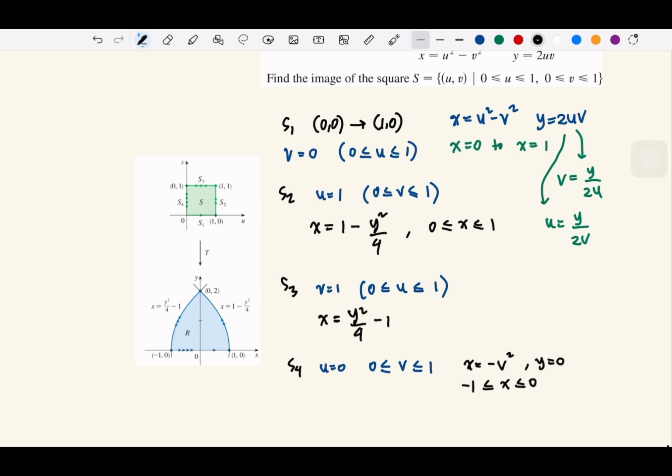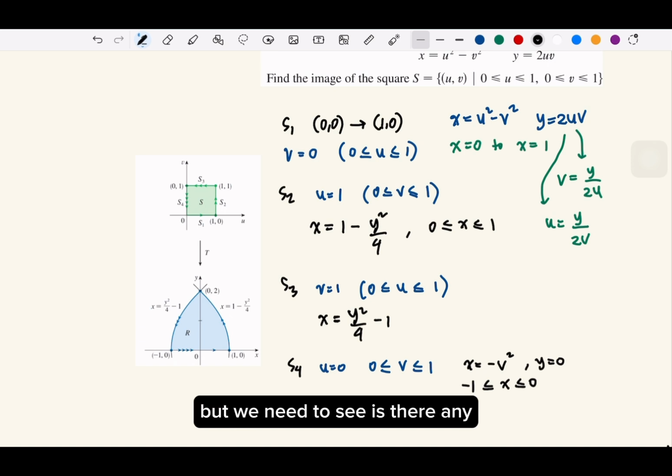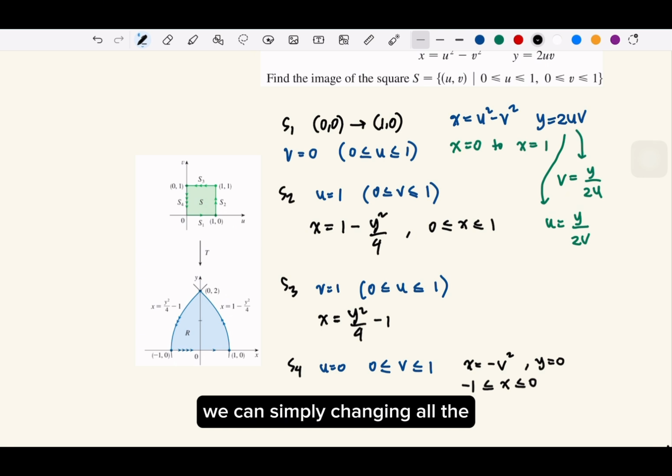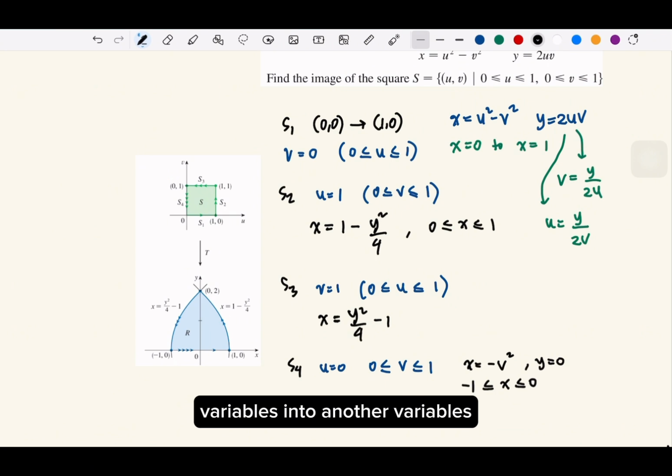Okay? Now our goal is not only how to create a new image based on this transformation, but we need to see if there is some sort of multiplier that enables this transformation to happen. When we use that multiplier for the transformation, we can simply change all the integration variables into other variables based on the transformation.